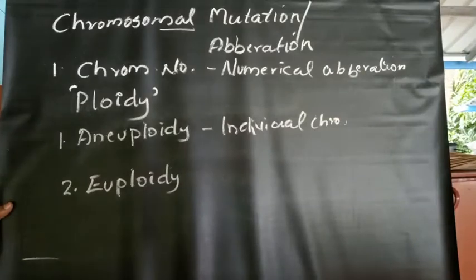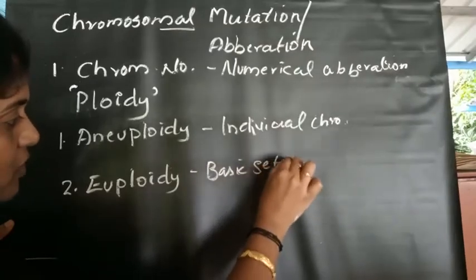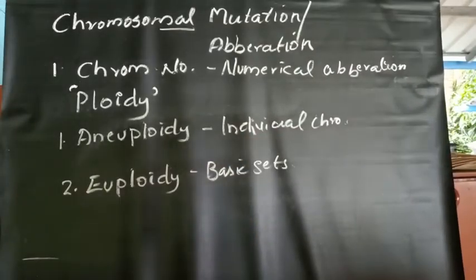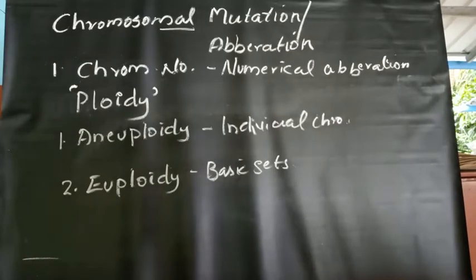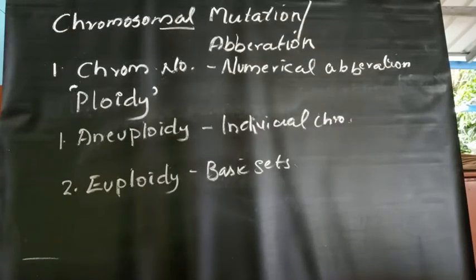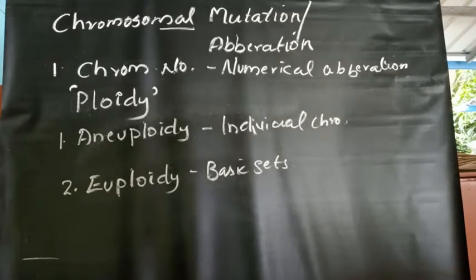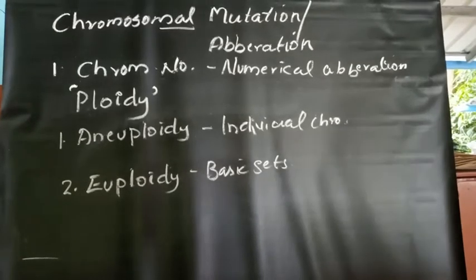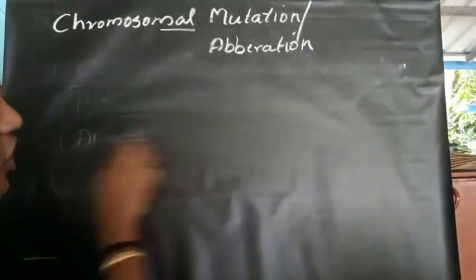Then what is meant by euploidy? Any addition or deletion of basic sets of chromosomes is called euploidy. Clear? So we will discuss what aneuploidy is. It is a condition in which the diploid number is altered. The diploid number of chromosomes is altered either by addition or deletion of individual chromosomes.